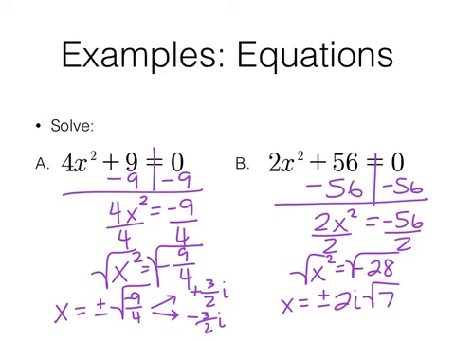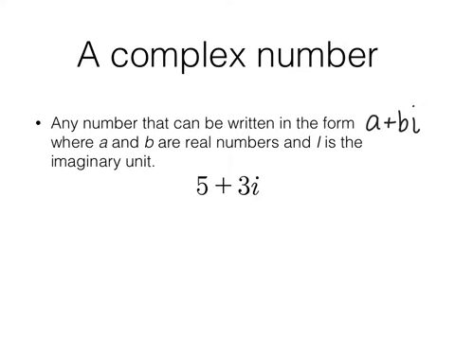So now we have solutions for equations that look like this. And here's where we get to the actual difference between the imaginary number and the complex number. So an imaginary number is a single term with i, with the imaginary unit in it. A complex number is any number that can be written in the form a plus bi, where a and b are real numbers, and i, gotta love that it auto-formatted for me, is the imaginary unit. So 5 plus 3i is a complex number that's in that format, a plus bi.